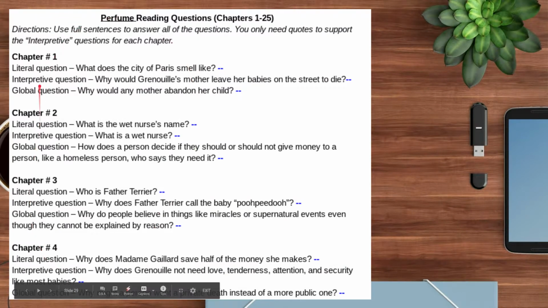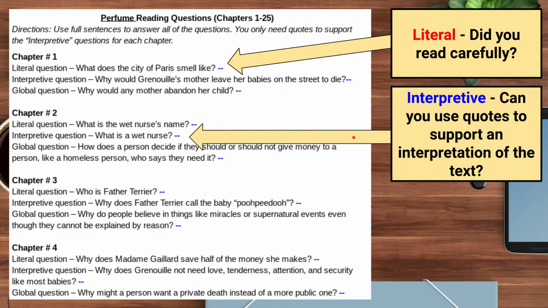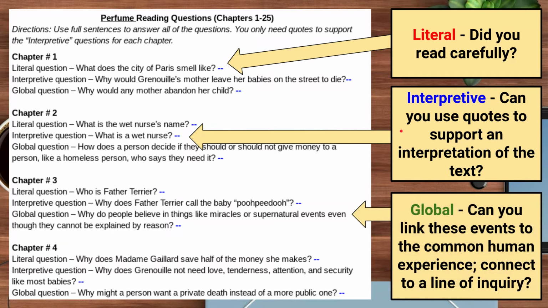Again, with the questions, right, there's literal questions, which the answer is explicitly stated in the text. Interpretive questions, the answer is not explicitly stated in the text, but you should be able to figure it out by reading between the lines and then use a quote to support your answer. And the global question is asking you to link the events in the book to some kind of common human experience.